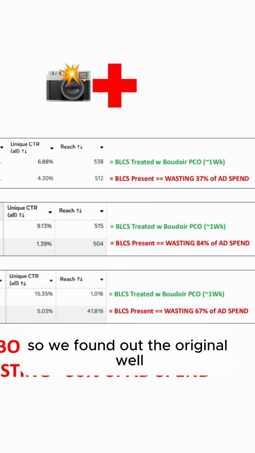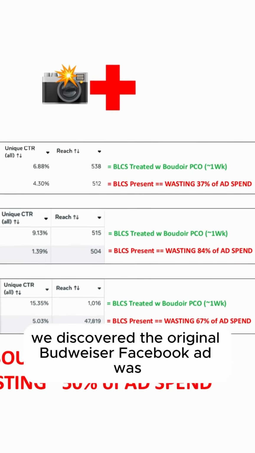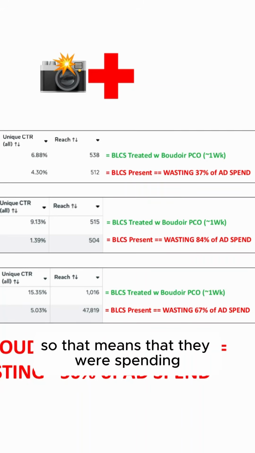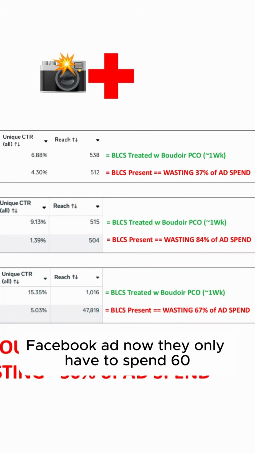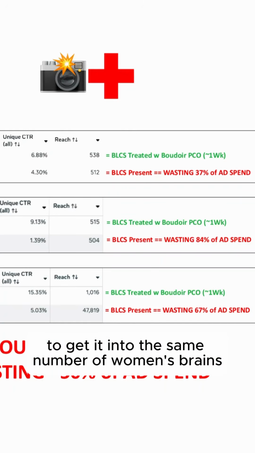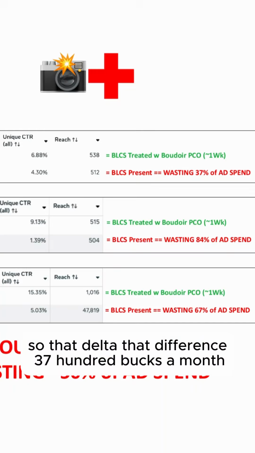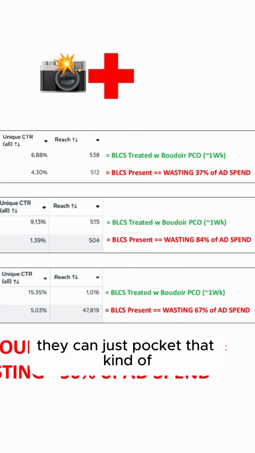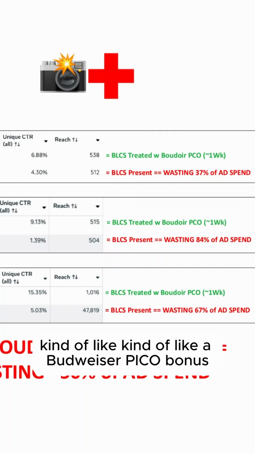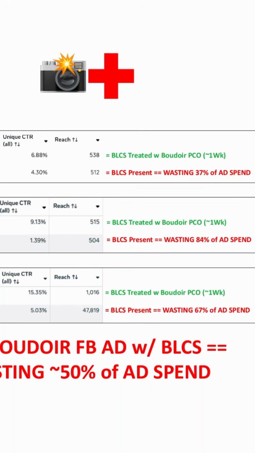So we discovered the original Boudoir Facebook ad was actually wasting 37% of its ad spend compared to what it could have been achieving. That means they were spending 10 grand a month on the original Boudoir Facebook ad. Now they only have to spend $6,300 a month on the Boudoir Pico treated ad to get it into the same number of women's brains. So that difference, $3,700 a month, they can just pocket as a phantom bonus. They no longer have to spend that on ads anymore, kind of like a Boudoir Pico bonus.